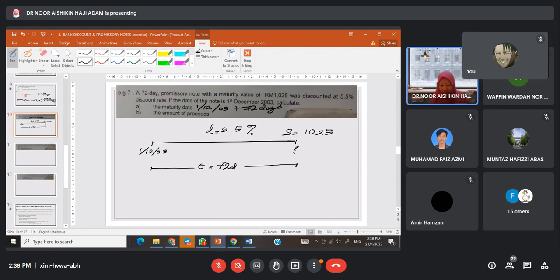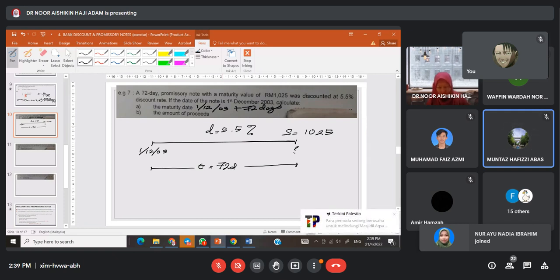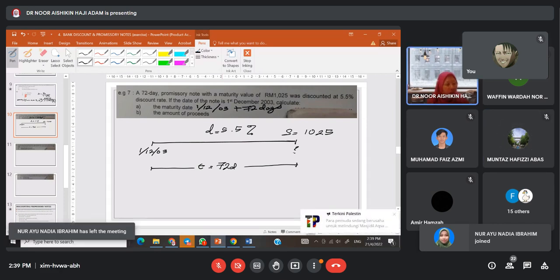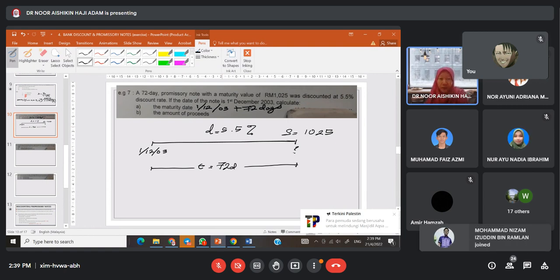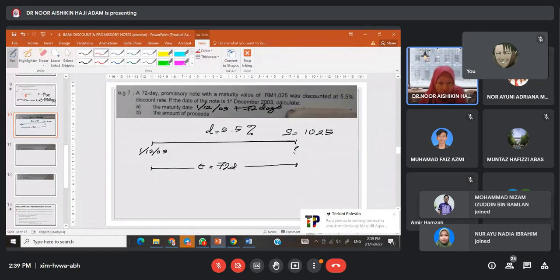Apa you dapat? Check jawapan. 10 February 2004. Number 7. 10 February, salah. 13 Februari. 13 pun salah. 11 Februari. Kenapa salah ni? Jom kita check.